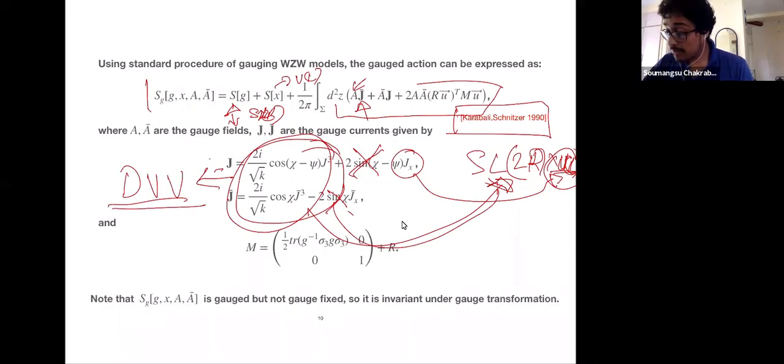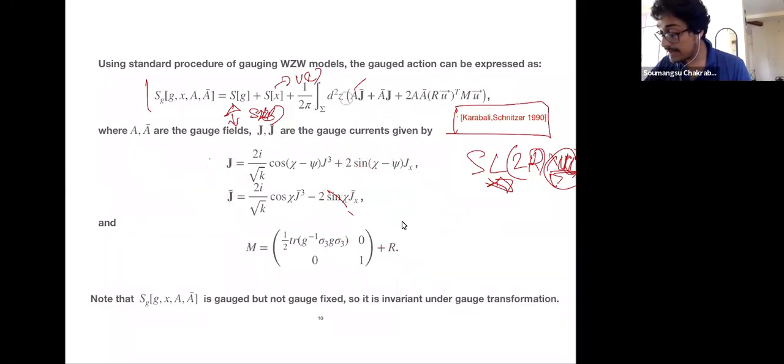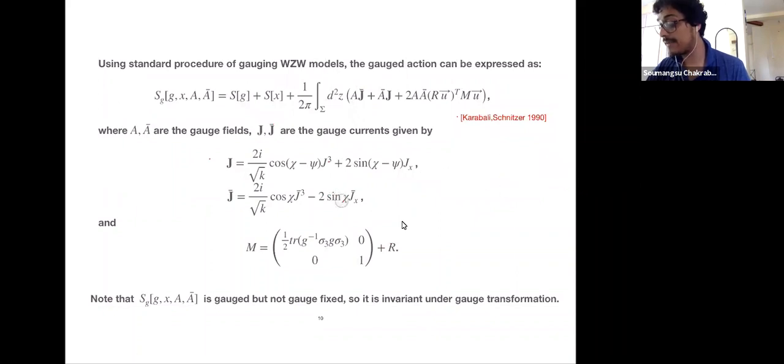One more thing I want to specify is that the action I write here is a gauged action, but not gauge fixed yet. So it is still invariant under gauge transformations. If you check whether it's invariant, it will be. We haven't fixed the gauge yet, so there are still redundancies we need to fix.